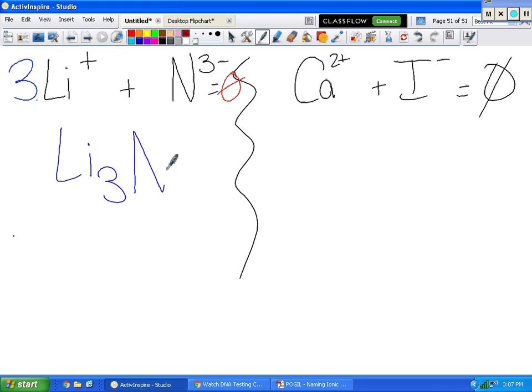Okay. All right, Alan. So for this one, what do I need to do to make it equal 0? Very good. So if I put a 2 there, so I have 2 positives, and now how many negatives do I have? Everybody? 2 negatives. So what's your formula? CaI2. Why is it I2 and not 2I? Okay. All right.